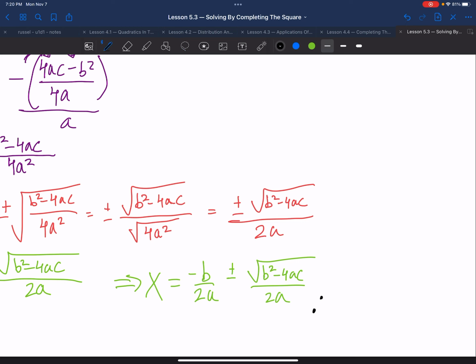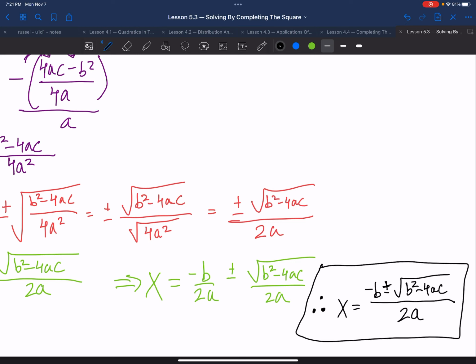Therefore, x equals negative b plus or minus the square root of b squared minus 4ac, divided by 2a. And that is the quadratic formula.